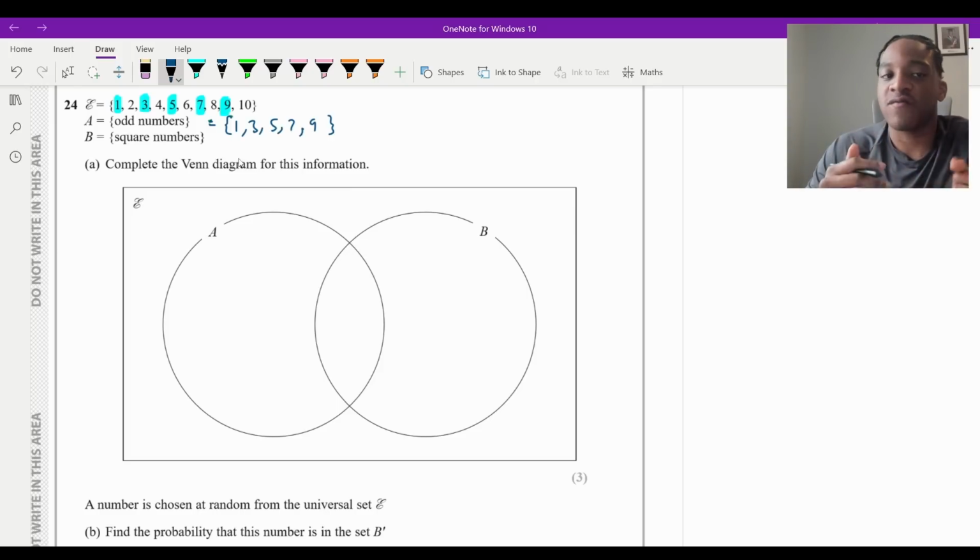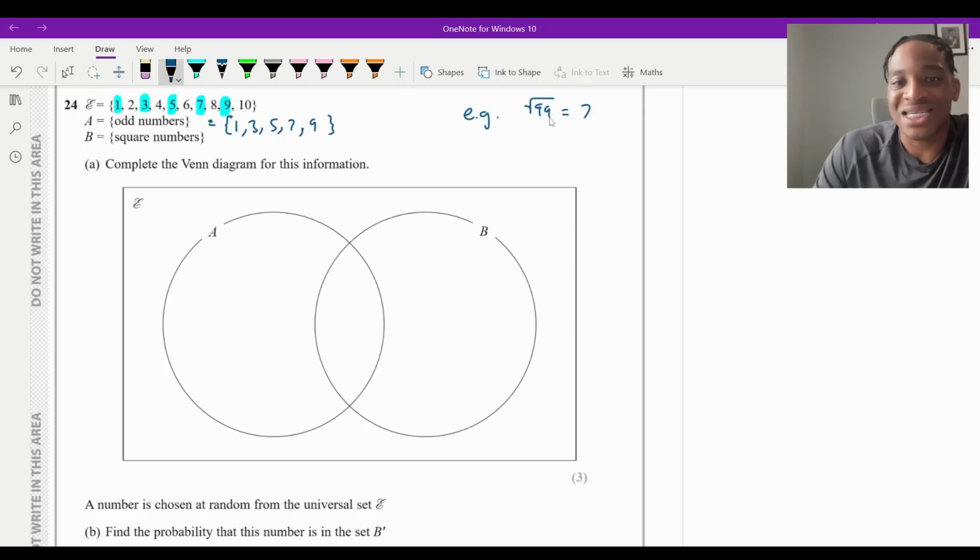Now you've got to be very careful here. A square number is any number that you can square root and you'll get an integer at the end. So for example, I could say the square root of 49 is equal to 7. Since I get an integer here, that means that 49 is a square number. I write SQR for a square number.